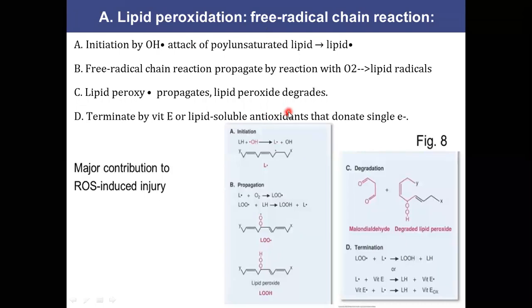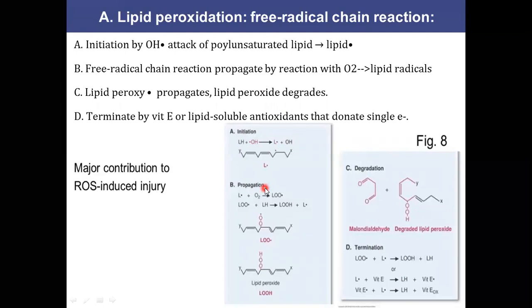So one of the effects of the free radicals that we have described in the previous slide is lipid peroxidation. It can be initiated when a free radical like the hydroxyl radical extracts an electron from a lipid, a polyunsaturated fatty acid, thus forming a lipid radical, and the hydroxyl radical itself becomes saturated. The second step is the propagation.